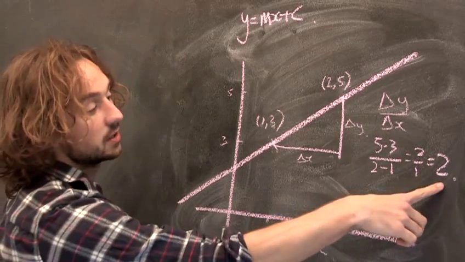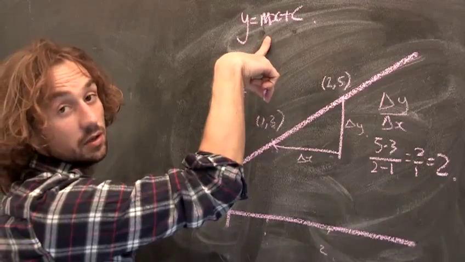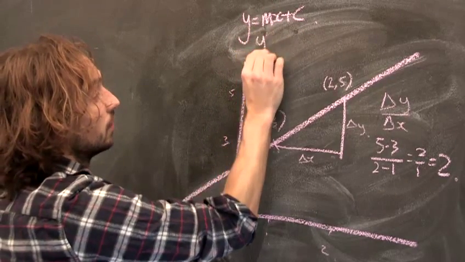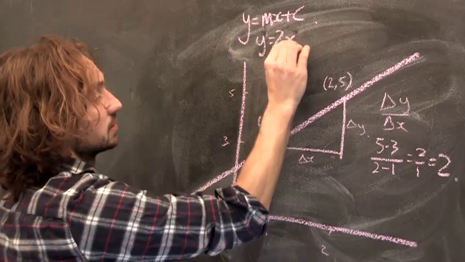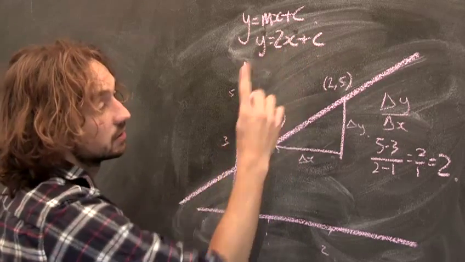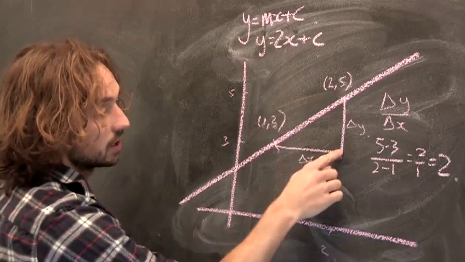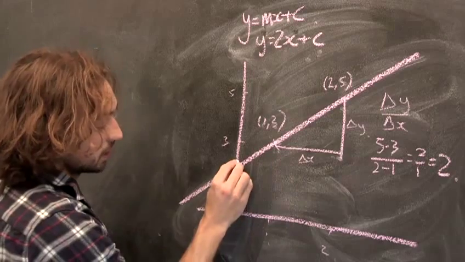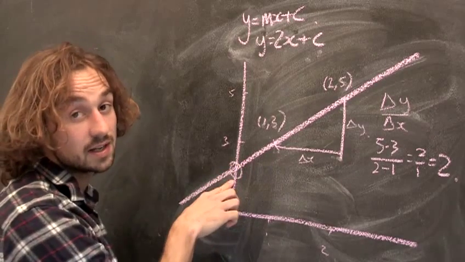That represents your gradient. Now if you go back to the equation, y equals mx plus c, m represents the gradient. So we know now y is 2x plus c. We still don't know what c is, but we found the gradient by looking at the gradient of the line, okay? Now we need to find c. C represents this point here.